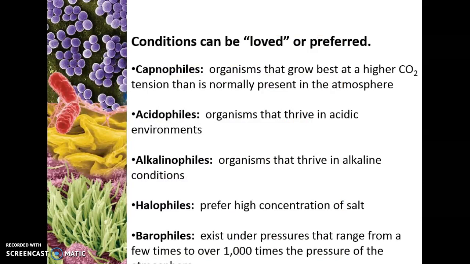So some other conditions that are loved because of the "phil" in the name, or preferred. Capnophils are organisms that grow best at higher CO2 concentrations. A human example of this is going to be Streptococcus. Streptococcus pyogenes likes CO2. If you want to try to grow this organism in the laboratory, you have to add CO2 to its environment. Add an additional 5% generally of CO2.